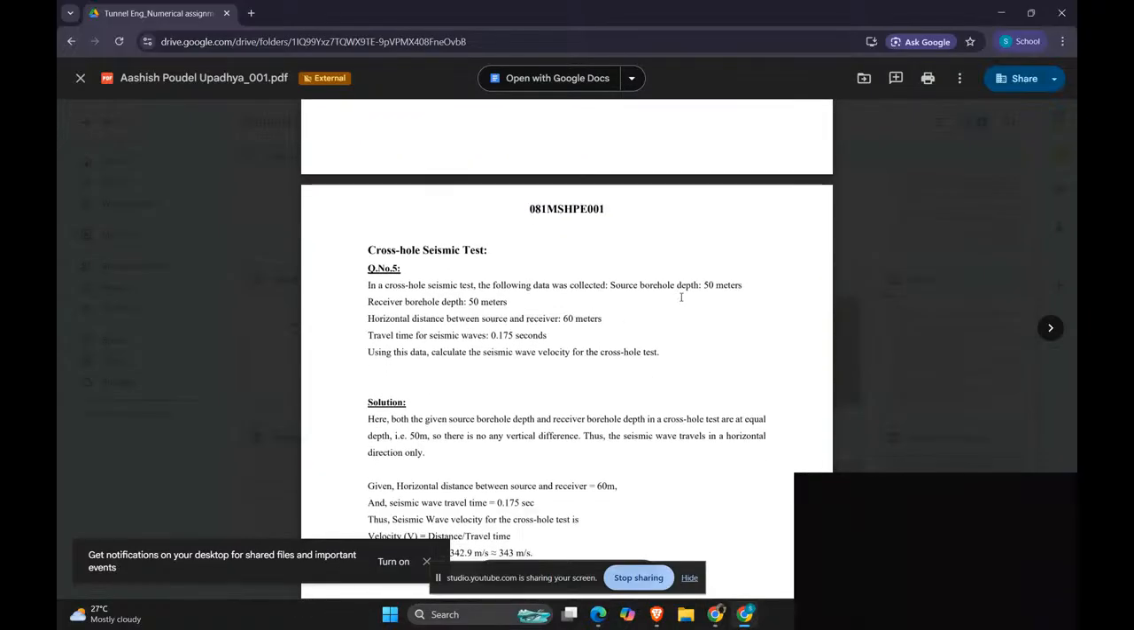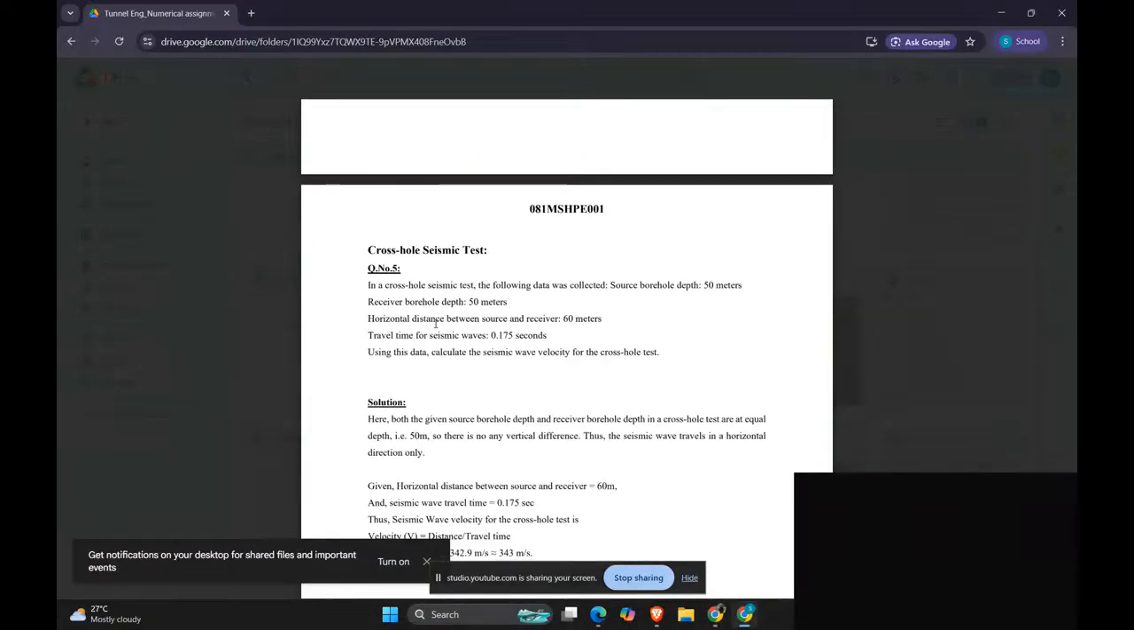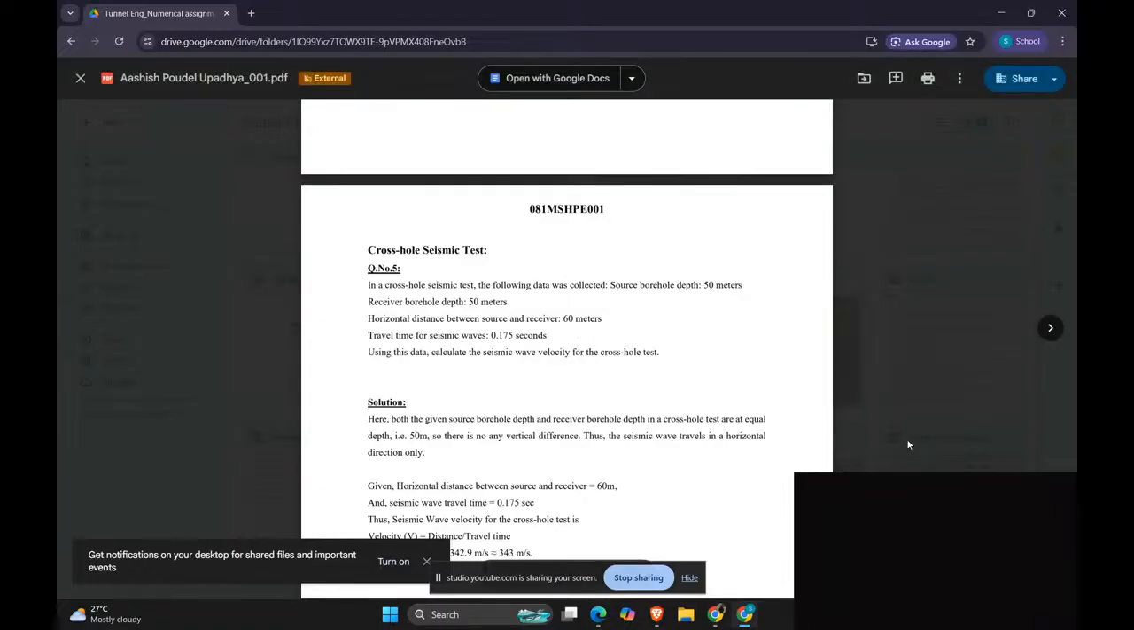In the following data, the source borehole depth, the horizontal distance between the source and receiver, and the travel time are given. Using the data, calculate the seismic wave velocity. Since both the source borehole depth and the receiver borehole depth in a cross-hole test are at equal depth, that is 50 meter, there is no vertical difference, thus the seismic wave velocity.